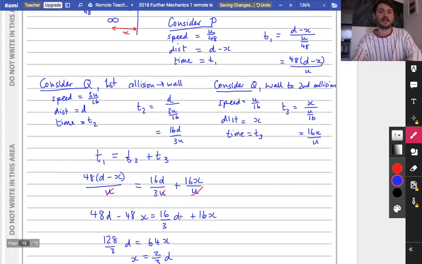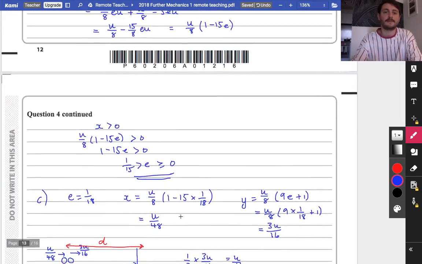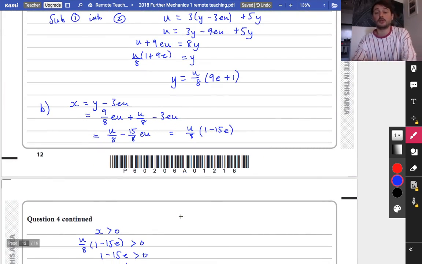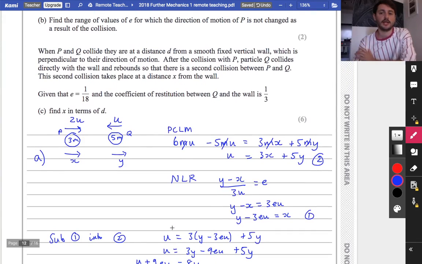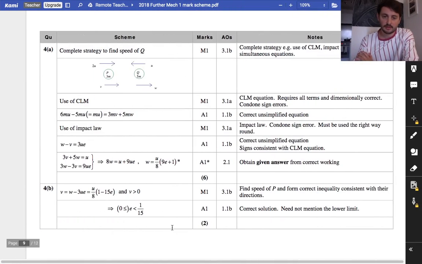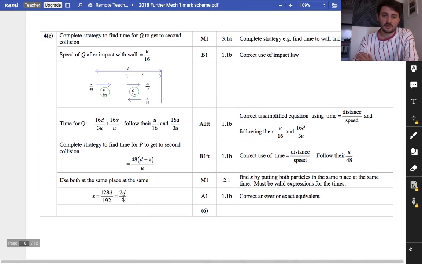Pretty tricky question, but they love this kind of one, so you better learn how to do it. And you can see some of my videos. If you go to my collisions in one dimension playlist for further mechanics, you can see lots more questions that are like this. Let's check we got it right. x is 2/3 d, and here's the strategy. We've got the total time for Q and the total time for P. Make them equal to each other, and away you go. Pretty tough question. I'm going to leave it there.